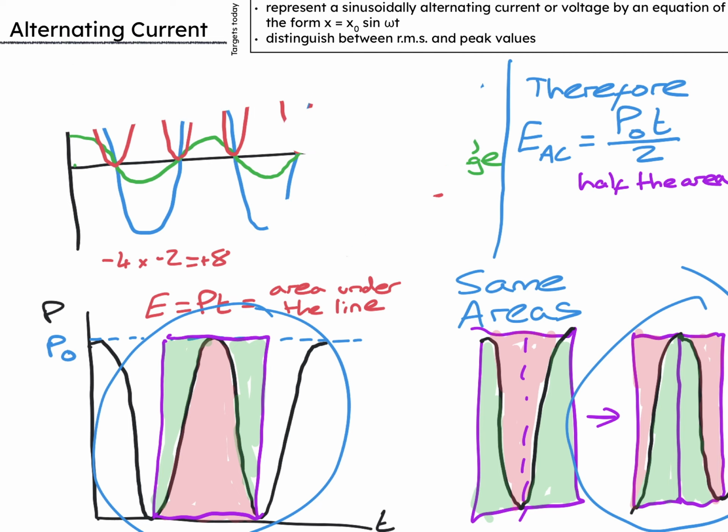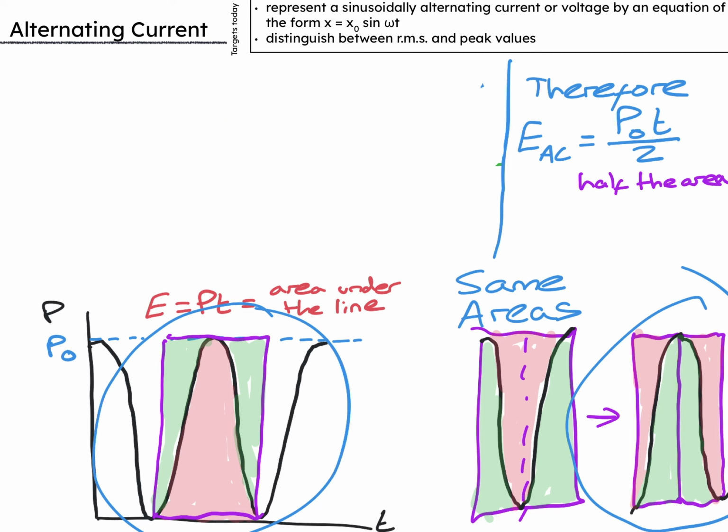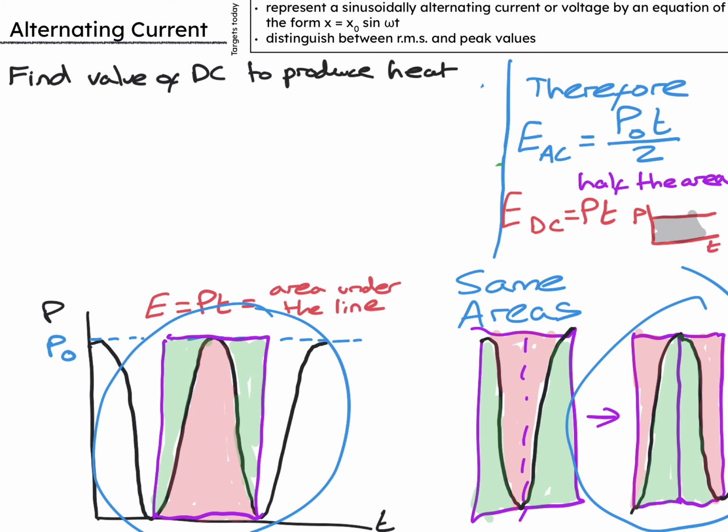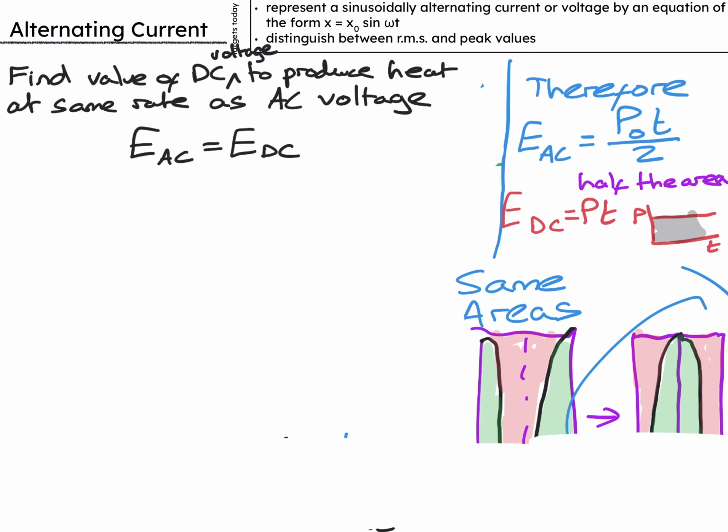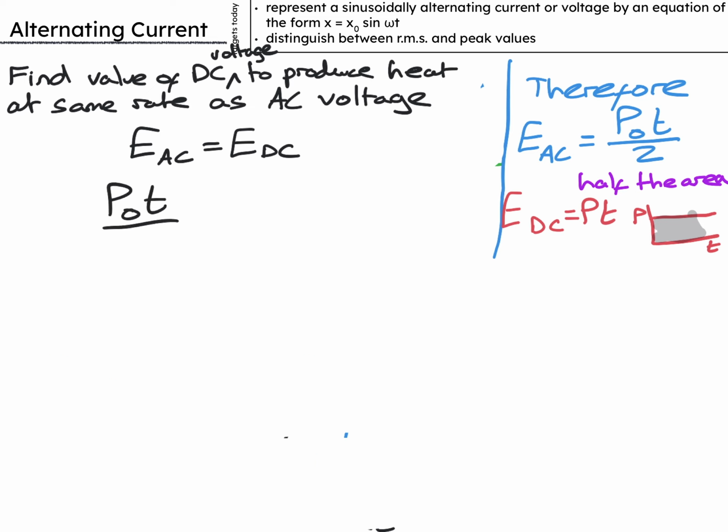If we had DC though, the area under the graph, the energy transferred by the DC supply, EDC, equals PT. Now, what we want to do, remember, is find the value of DC voltage that would produce heat at the same rate as the AC voltage. So, let's equate these. EAC equals EDC. P0T over 2 equals PDC T. P0 over 2 equals PDC.